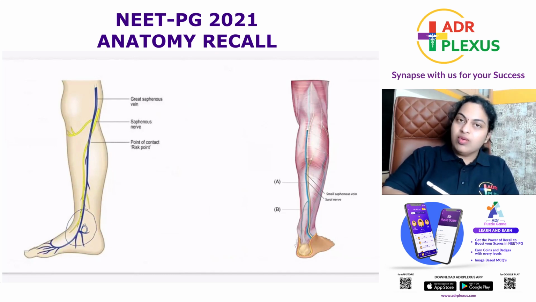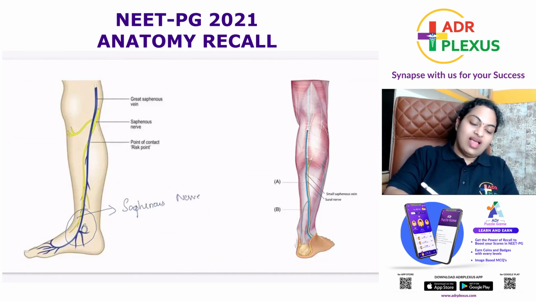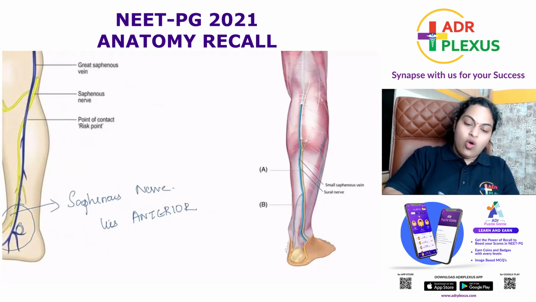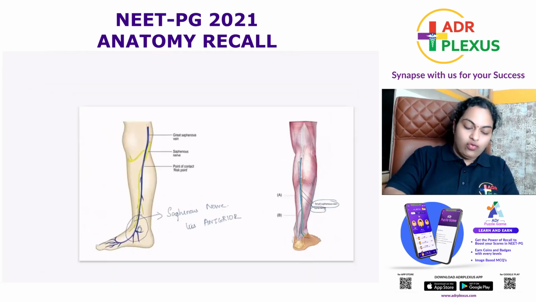Okay, so here remember the relation. The saphenous nerve lies anterior to the great saphenous vein. Okay, and it is more commonly injured. Okay, the other option, sural nerve, you should know, it doesn't accompany the great saphenous vein, but the short saphenous vein. Okay, and you can see it lying on the posterior aspect of the leg and supplying the skin over the lateral border of your foot.